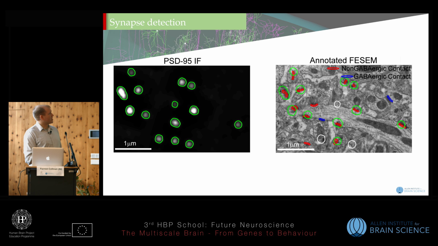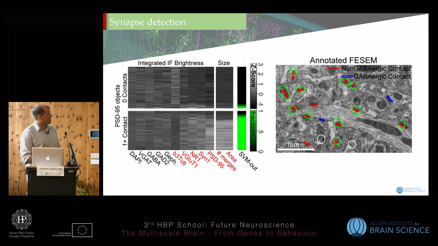you'd like an algorithm which analyzes only the immunofluorescence data, because that data is much easier to acquire and can be acquired at much larger scales much more quickly, and is able to interpret this and accurately predict where there are synapses. So you can use a machine learning technique that uses this electron microscopy as the ground truth to train an algorithm that uses only the immunofluorescence as its data.